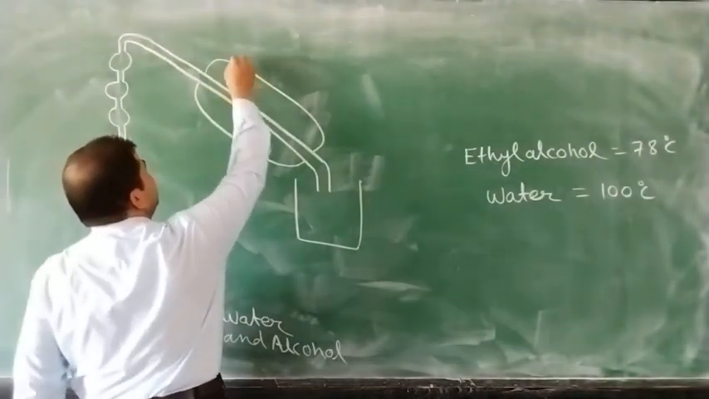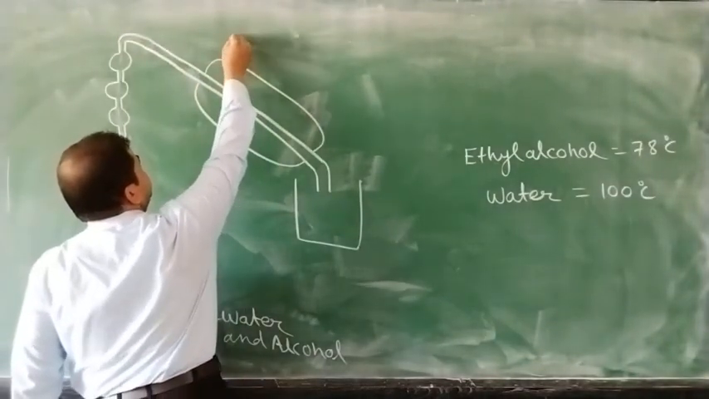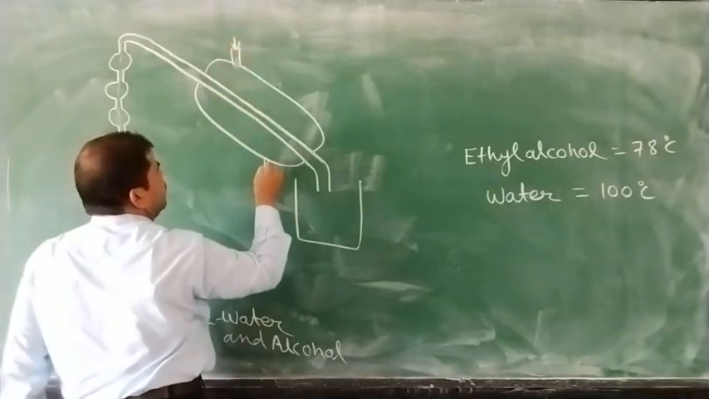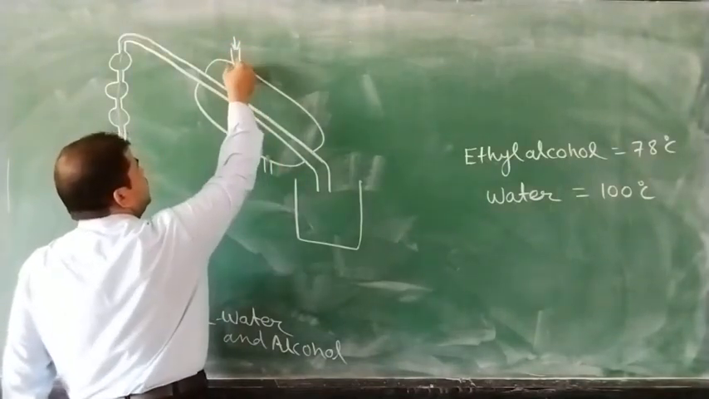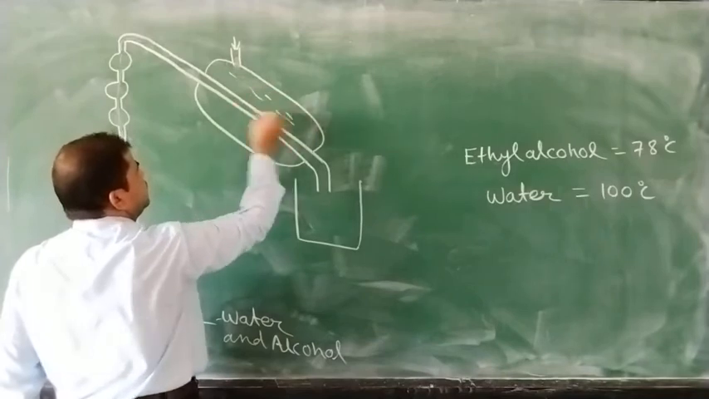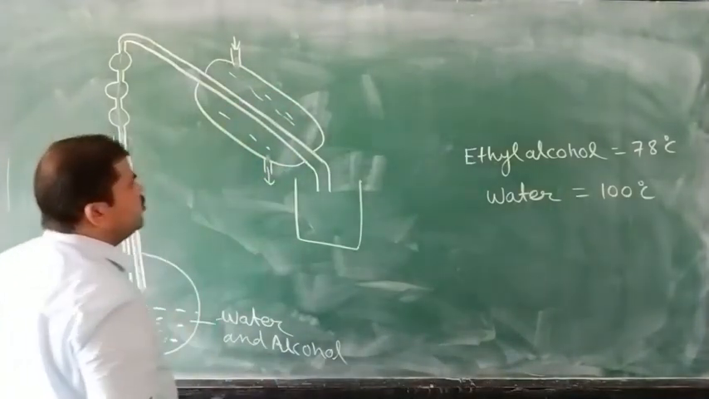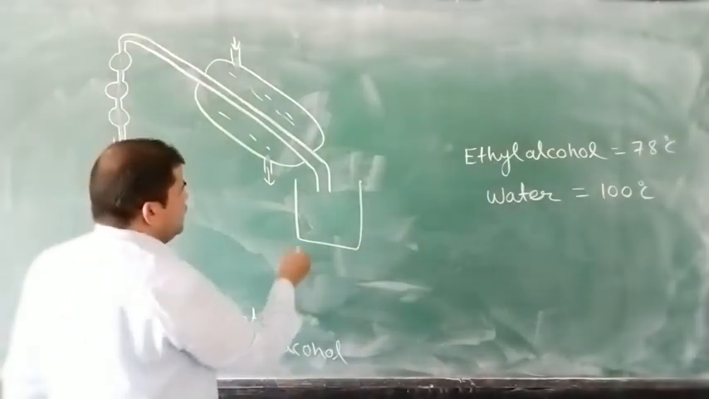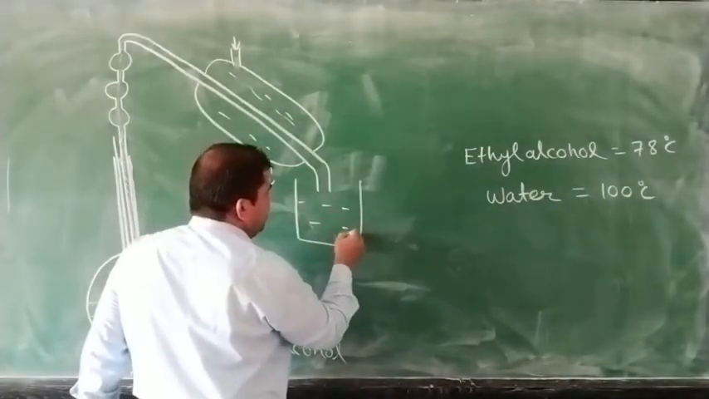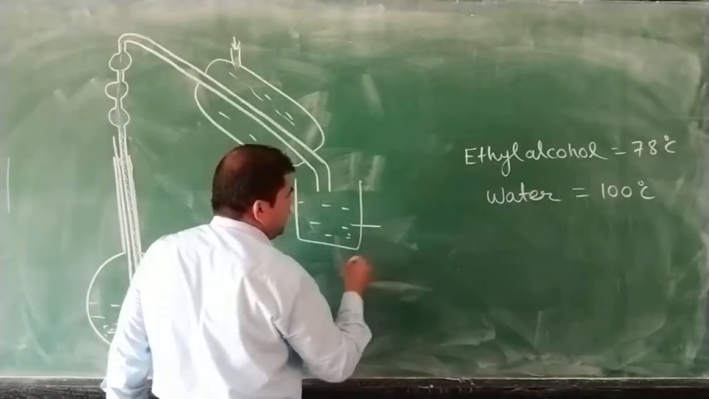This is the Liebig condenser, and here we keep cold water. This is the outlet. By this outlet we can remove the hot water, and in another container we will get the pure ethyl alcohol.